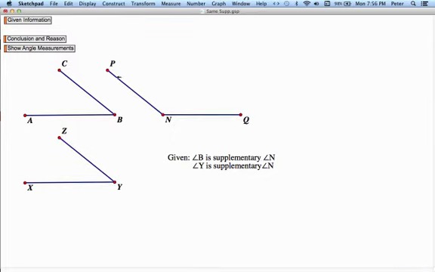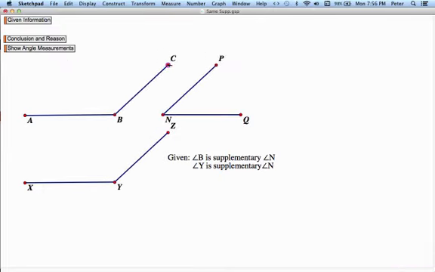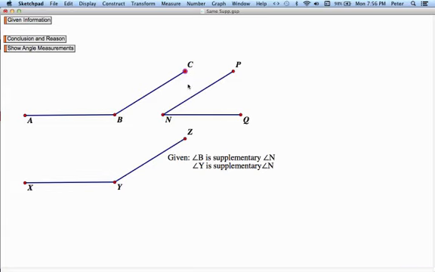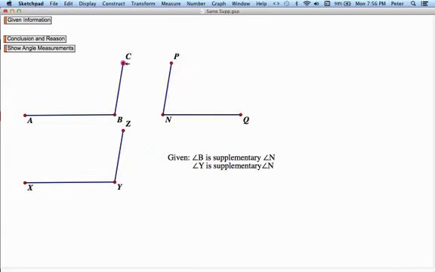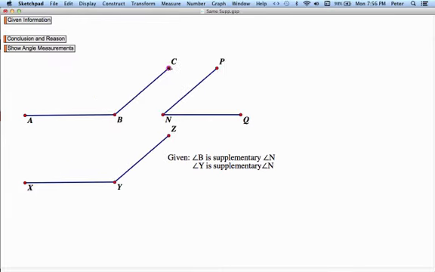Well, you might notice, just from looking at it, that as I manipulate the size of angle B, it stays supplementary to angle N. But what's the relationship going on between angle B and angle Y? Okay, let's take a look at the conclusion. If you haven't come up with one yet, hit pause until you do.